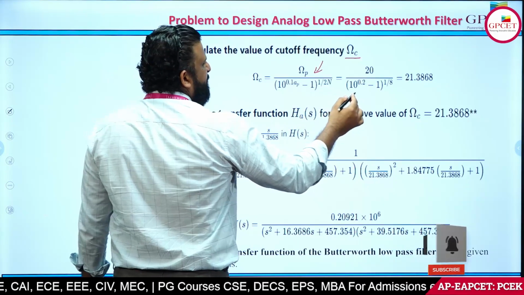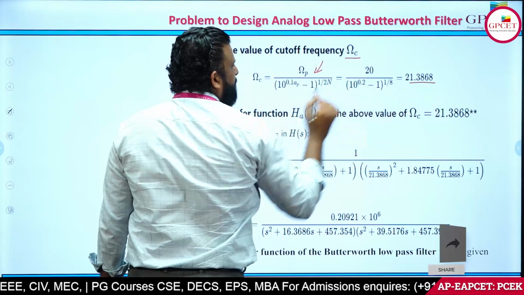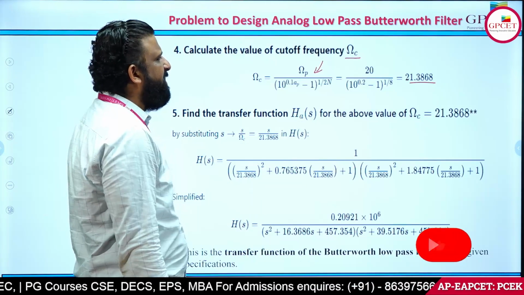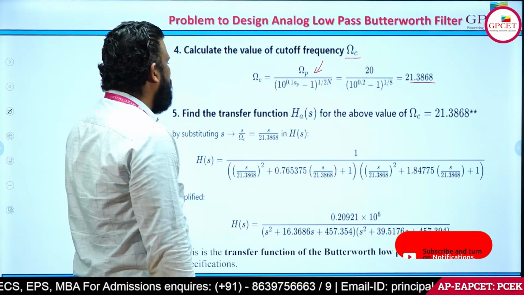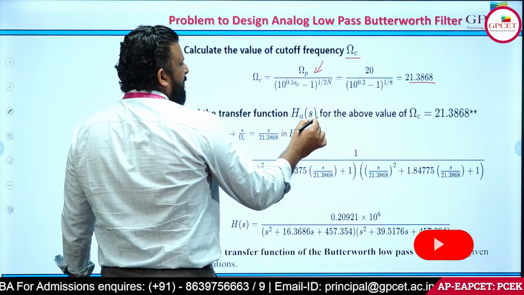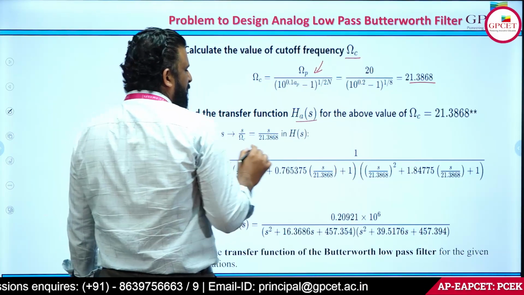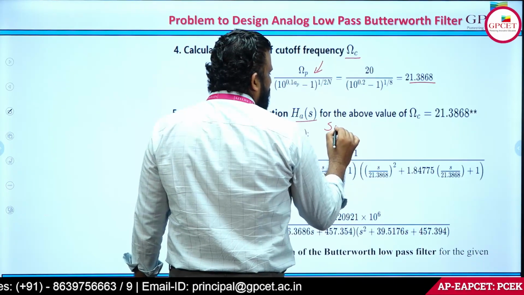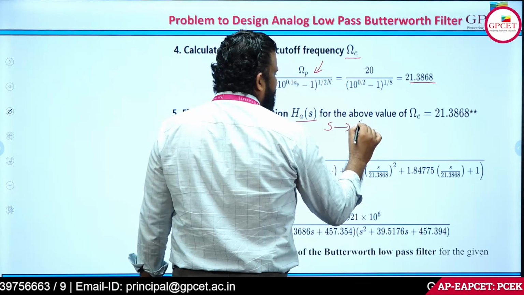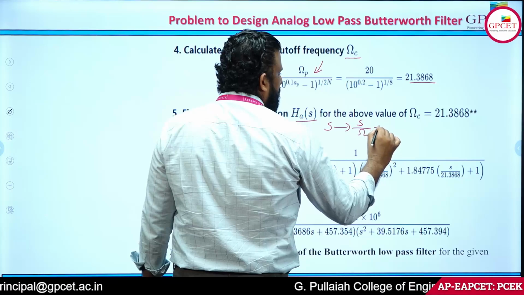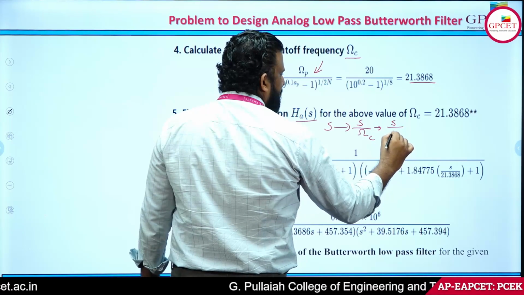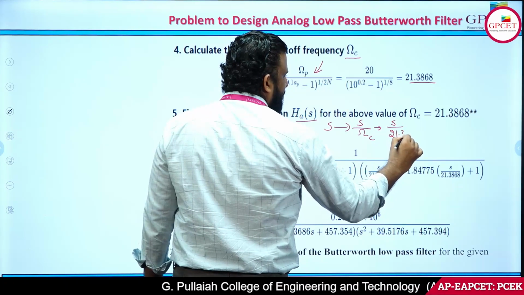Substituted all the specifications and I got the value omega c is equal to 21.3868. Okay. Now, finally we are going to find out the real transfer function of the analog low pass Butterworth filter. For that, what we have to do? We have to substitute s in the place of s. We have to substitute s tends to s divided by omega c, and we got the value omega c is equal to 21.38.